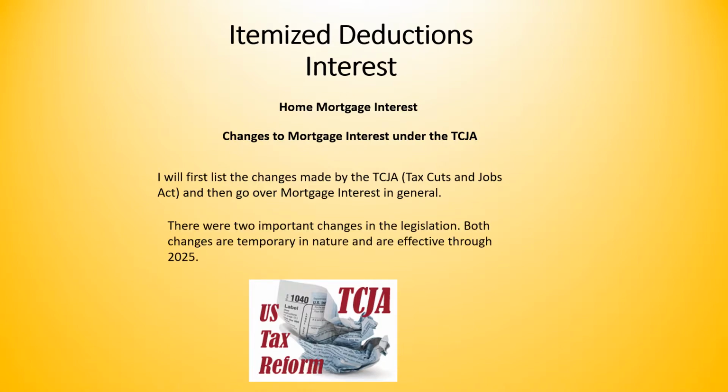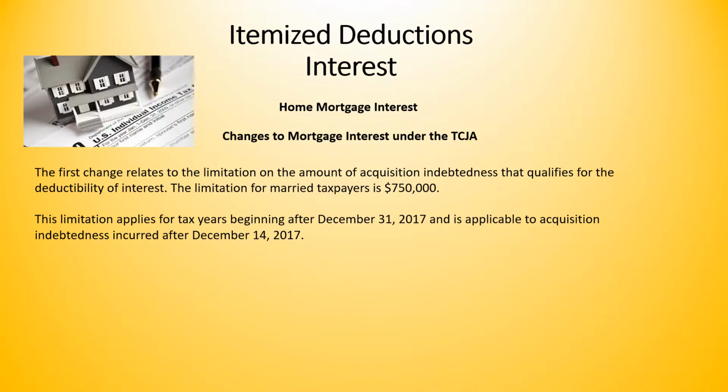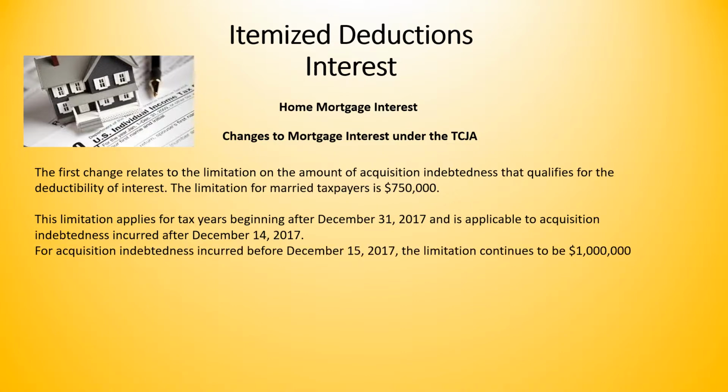There were two important changes in the legislation. Both changes are temporary in nature and are effective through the year 2025. The first change relates to the limitation on the amount of acquisition indebtedness that qualifies for the deductibility of interest. The limitation for married taxpayers is $750,000. This limitation applies for tax years beginning after December 31st, 2017, and is applicable to acquisition indebtedness incurred after December 14th, 2017. For acquisition indebtedness incurred before December 15th, 2017, the limitation continues to be $1 million.